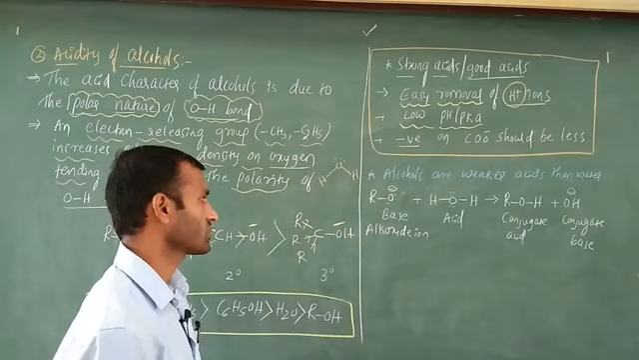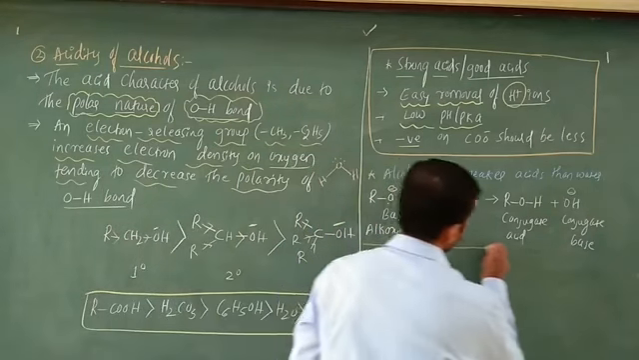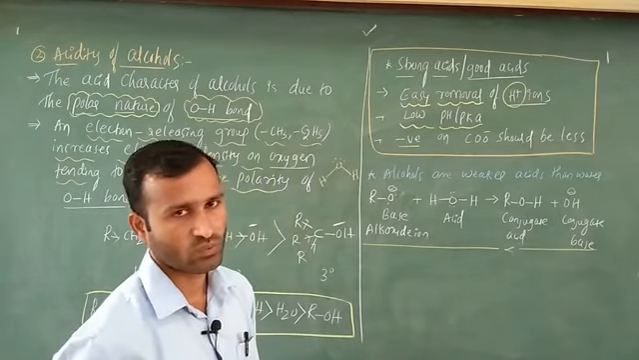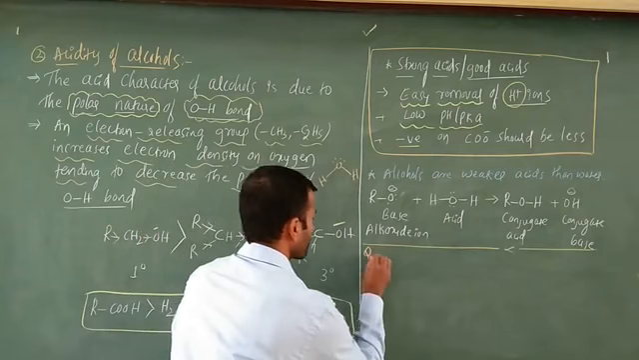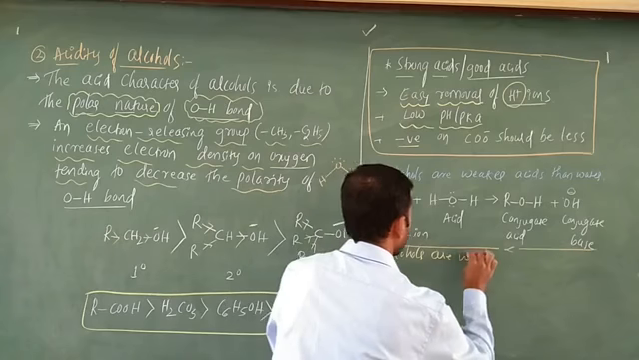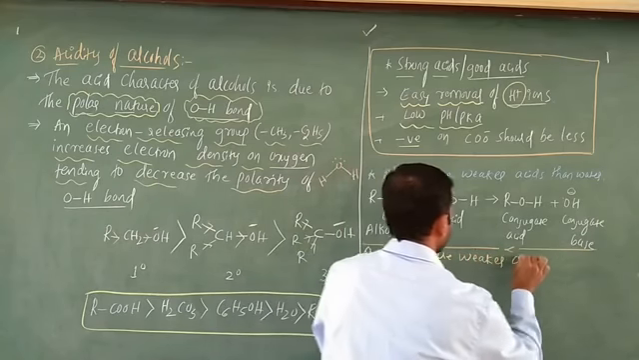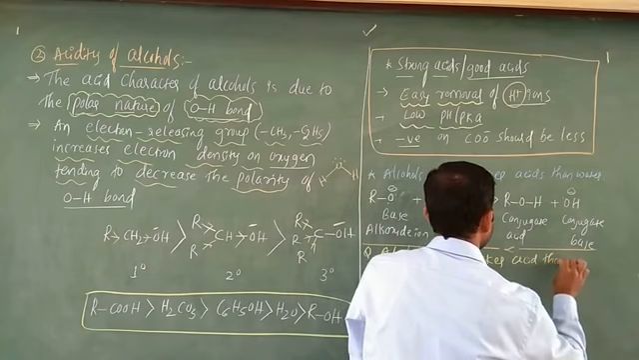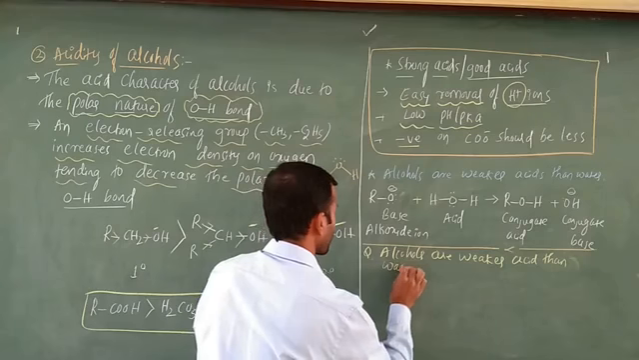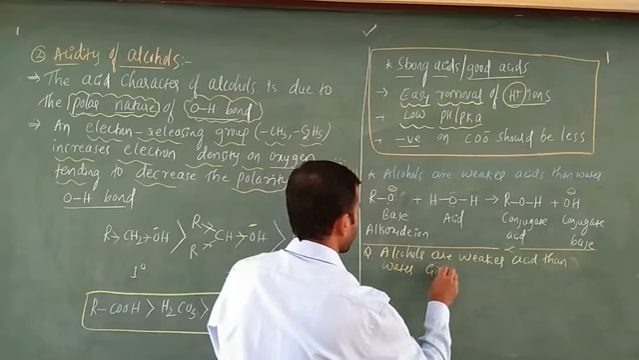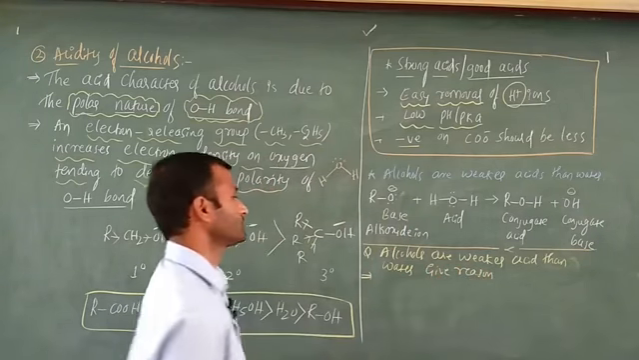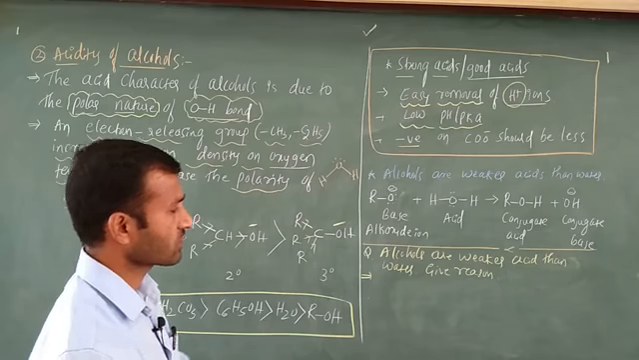Okay, the next question is important in examinations. They are going to ask: alcohols are weaker acids than water, give reason. If you want you can write it down. Question: alcohols are weaker acids than water, give reason. Okay, this is the question. The answer is very simple.